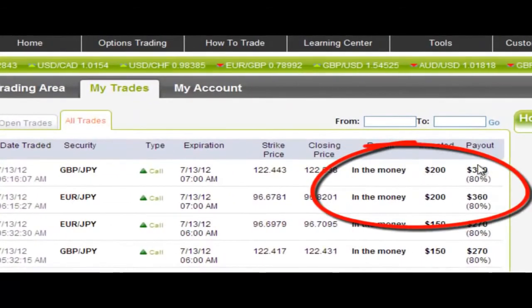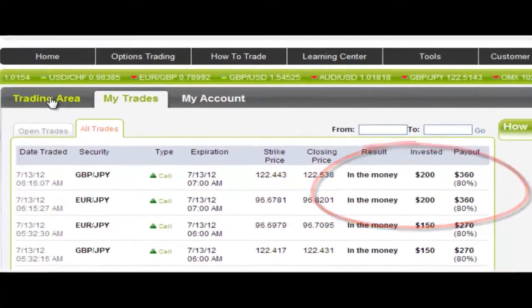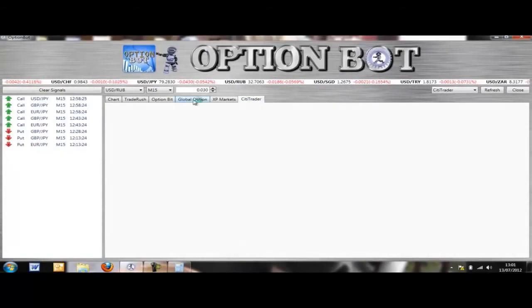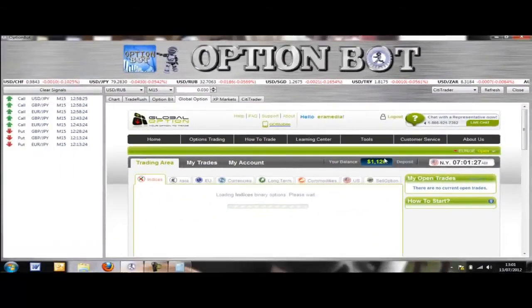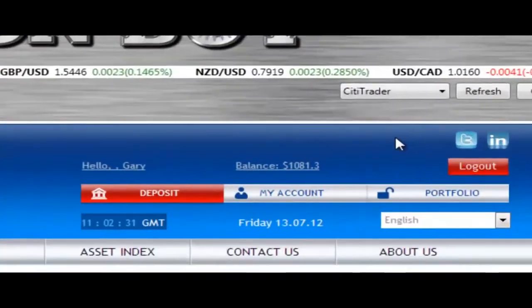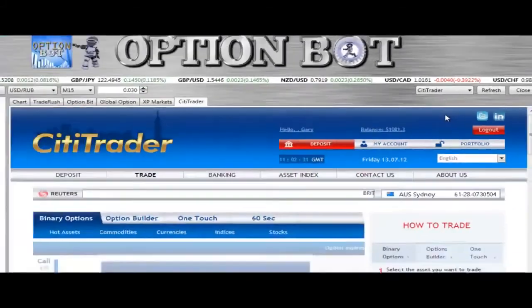Okay, so I'm back and you can see that both trades were successful. I'm showing a profit on Global Option, which has pushed the balance from $800 to $1,120 as you can see here. With CityTrader, I now have a balance of $1,081.30.